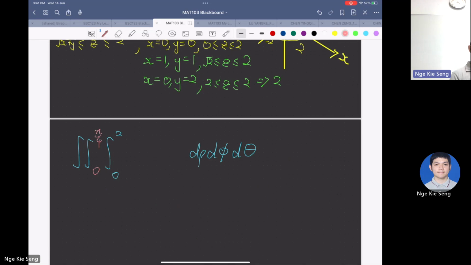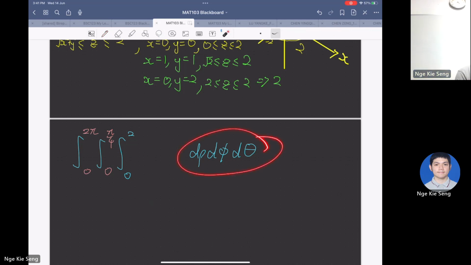So we settled phi, we settled the radius. Have we settled theta or not? So what's theta? 0 to 2 pi. Okay, good. So this is one of the ways you can solve it.